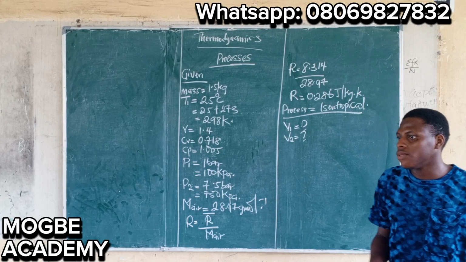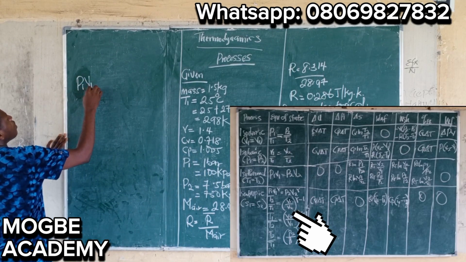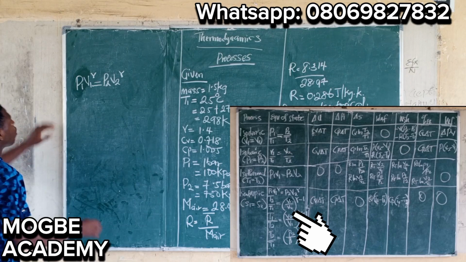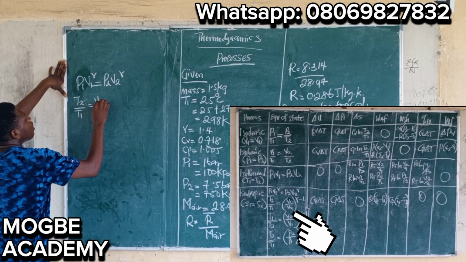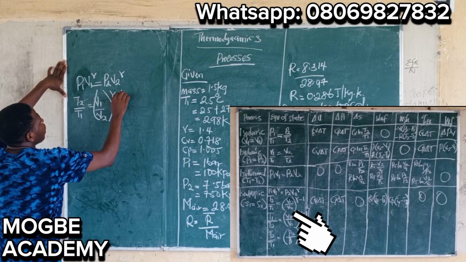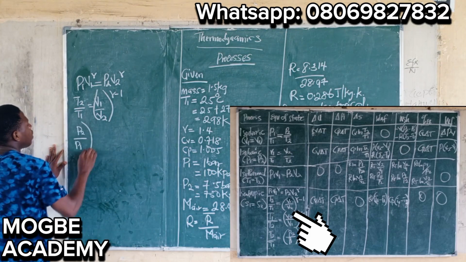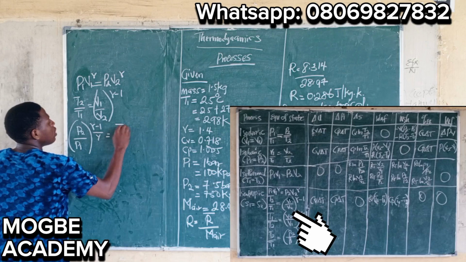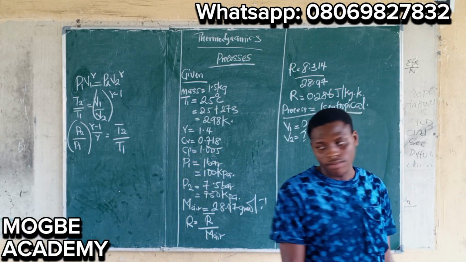Now, how can we find volume? What are the formulas there? The first one is P1 V1 to the gamma equals P2 V2 to the gamma. The second one is T2 over T1 equals V1 over V2, all in brackets, raised to gamma minus 1. The last one is T2 over T1 equals P2 over P1, all in brackets, raised to gamma minus 1 over gamma. That was where you were making your mistake. You've seen your mistake, have you?